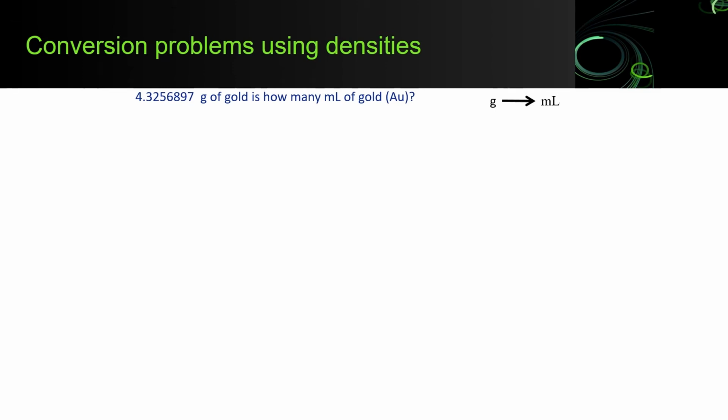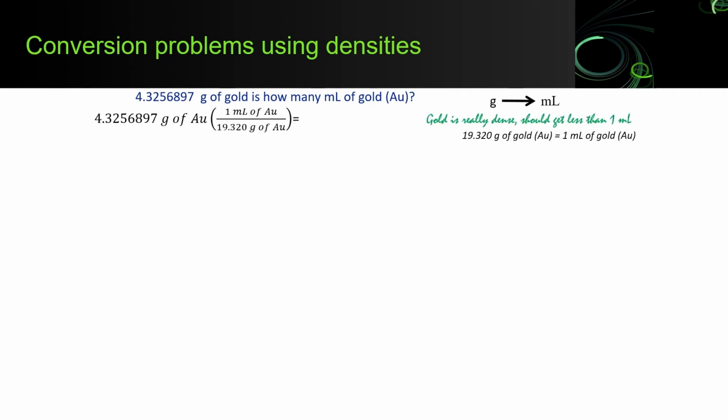4.3256897 grams of gold is how many milliliters of gold? Well, this is an easy single-step computation which needs only one connecting piece of information, the mass-volume relationship for gold, which is the density of gold. From the table, we find that gold has a density of 19.320 grams per milliliter. Gold is one of the densest metals on the planet. To put this in perspective, 1 milliliter of gold weighs 19 times more than 1 milliliter of water, which weighs about 1 gram. So we would expect for this mass of gold a result less than 1 milliliter.